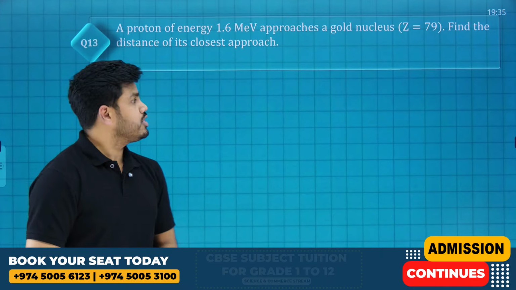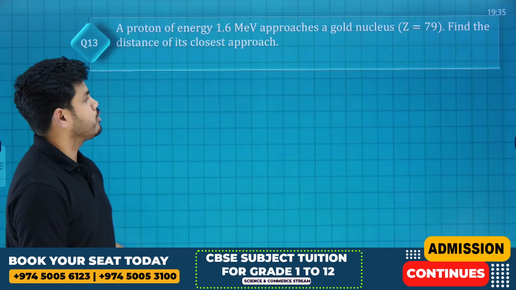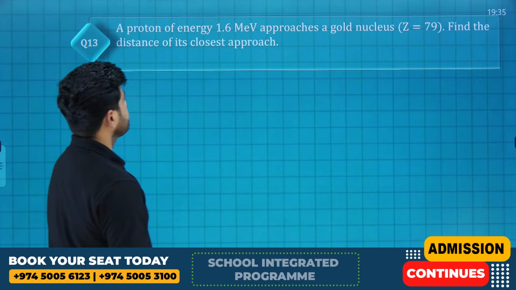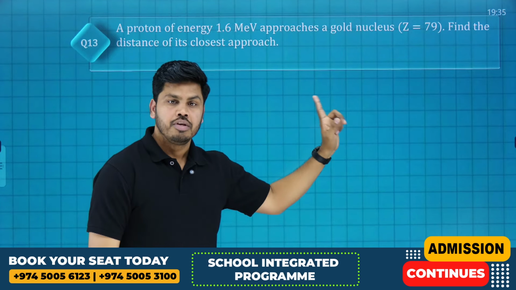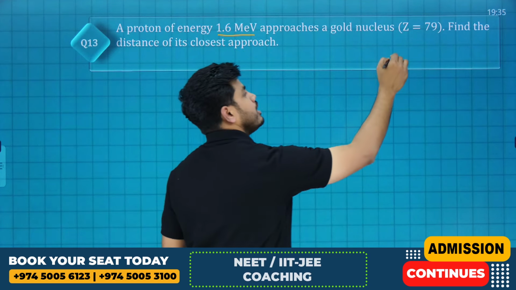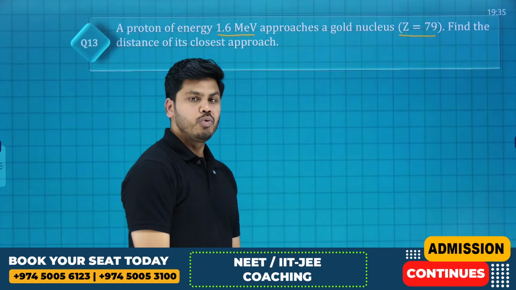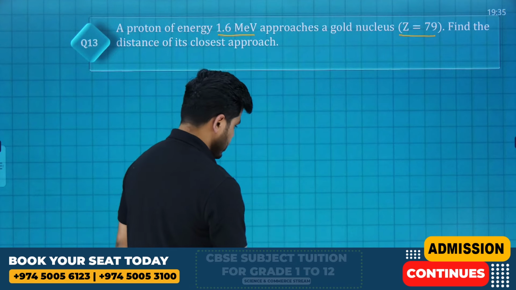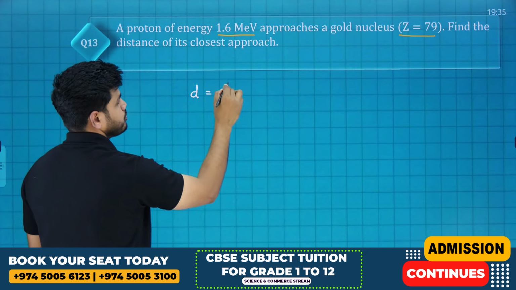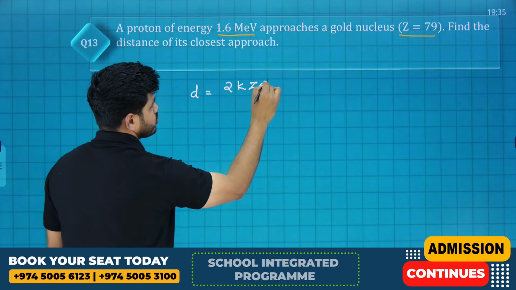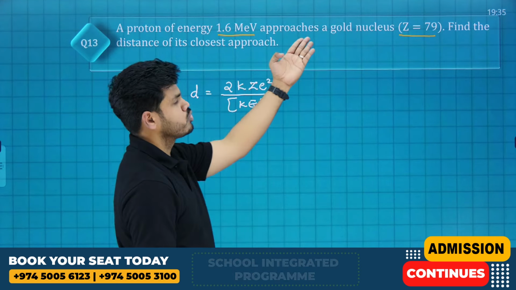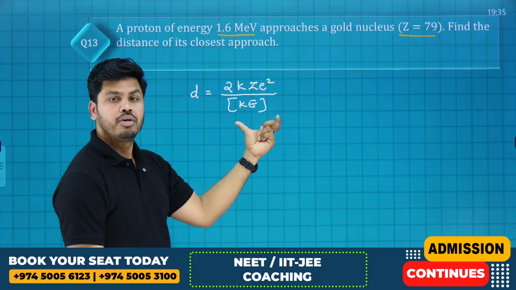A proton of energy 1.6 MeV approaches a gold nucleus. Z is equal to 79. Find the distance of closest approach. You are given the kinetic energy of the approaching particle and the atomic number of the target nucleus. We know both values, and we just derived the expression for the distance of closest approach: d is equal to 2kZe square divided by the kinetic energy of that particle. Here it is a proton, so we can take the kinetic energy of the proton as it is.